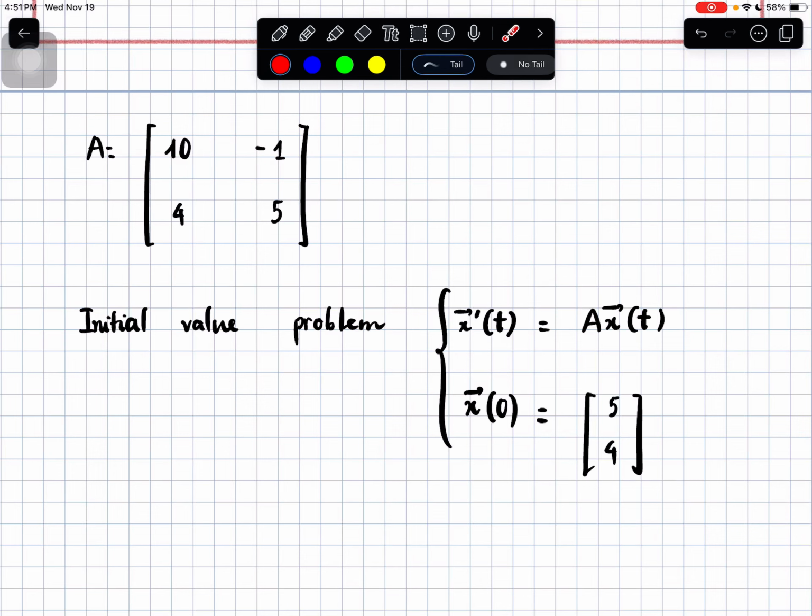Here is an example. We need to solve this initial value problem. X prime t equal to A times x of t. Here A is a 2 by 2 matrix. X is a vector of functions. X of t is x1(t), x2(t).